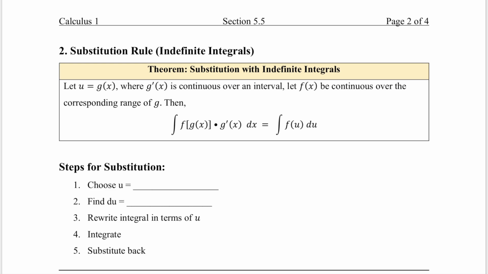Substitution is a way to make a complicated integral easier by changing part of the expression into a new variable, usually called u. The theorem says, let u be g of x. That means we choose some inside function and call it u. Then the integral of f of g of x times g prime of x dx can be written as the integral of f of u du.